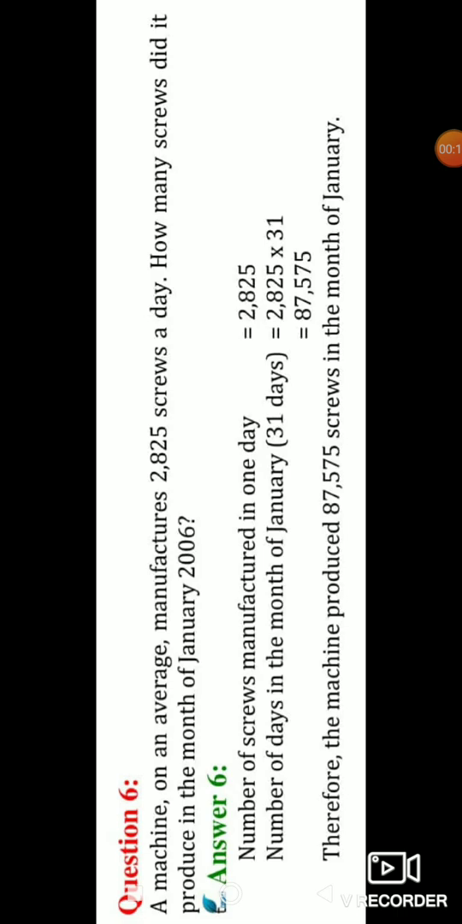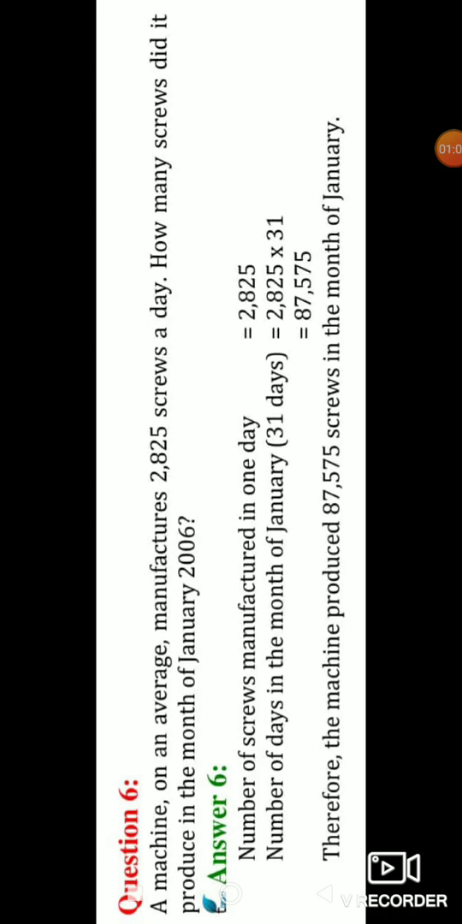Take 6-1. A machine on an average manufactures 2825 screws a day. How many screws did it produce in the month of January 2006?